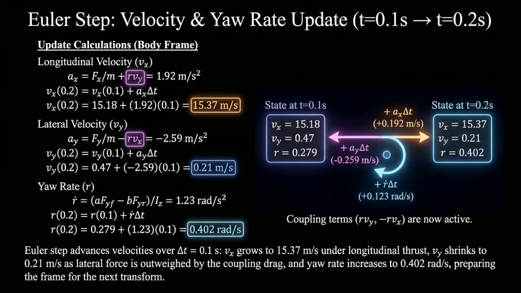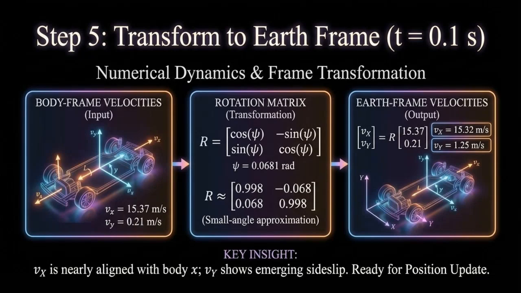Yaw rate R rises to 0.42 radians per second, setting the vehicle state for the next coordinate transformation. Body frame velocities are rotated into the global frame using the yaw angle PSI equals 0.0681 radians. Applying the two-dimensional rotation matrix, Vx equals 15.37 and Vy equals 0.21 meters per second project to earth frame speeds.